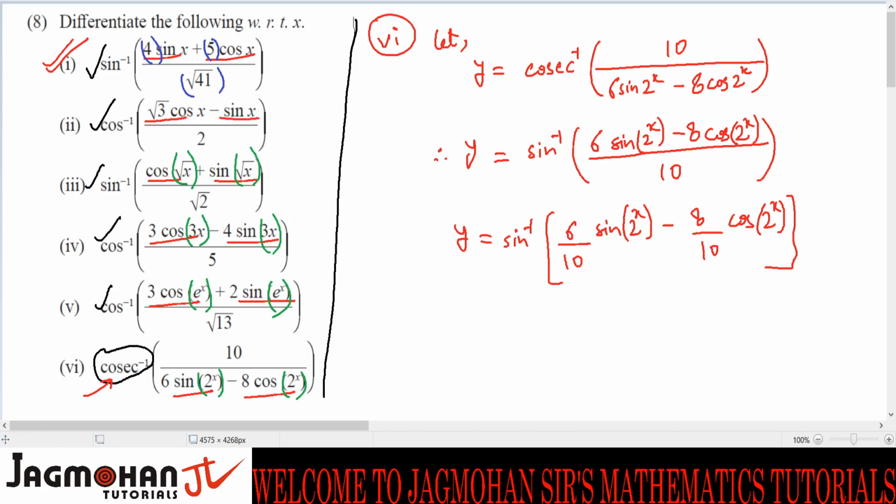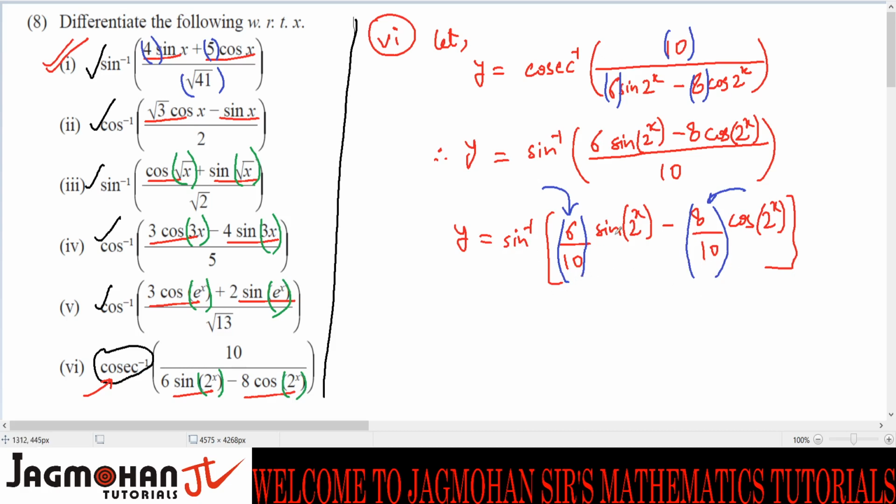The next step is, as I told you, these three numbers 6, 8 and 10 being special numbers, are the three sides of a right angle triangle. What happens is, you are getting two ratios here, 6 by 10 and 8 by 10. If you take any one of these as sine theta, the other will become cos theta, and vice versa. So if I take 6 upon 10 as sine theta, 8 upon 10 will be cos theta. And if I take this as cos theta, this will become sine theta.